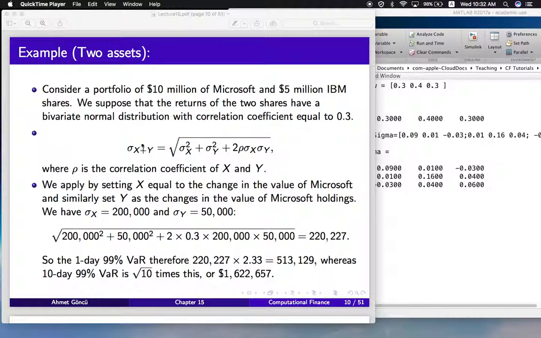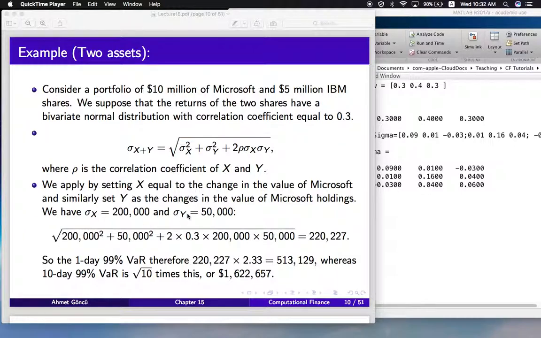And here we have the formula to calculate the portfolio standard deviation, which is denoted by sigma x plus y, meaning that we have the sum of these two positions. And in the first asset, suppose we calculate the daily standard deviation, which corresponds to this 200,000 US dollars. So that's the standard deviation per day.